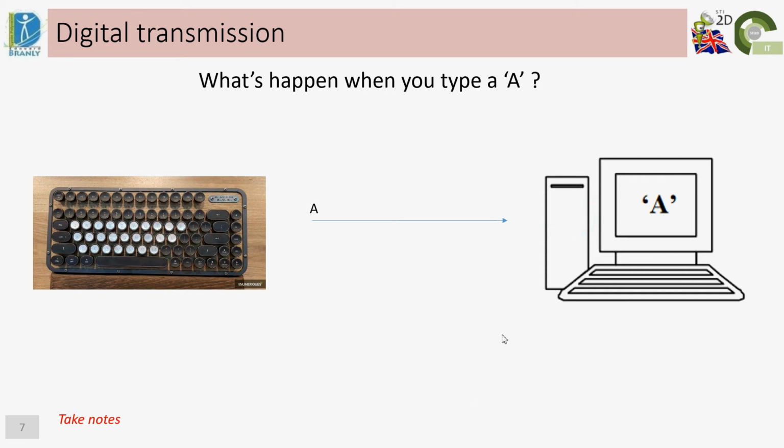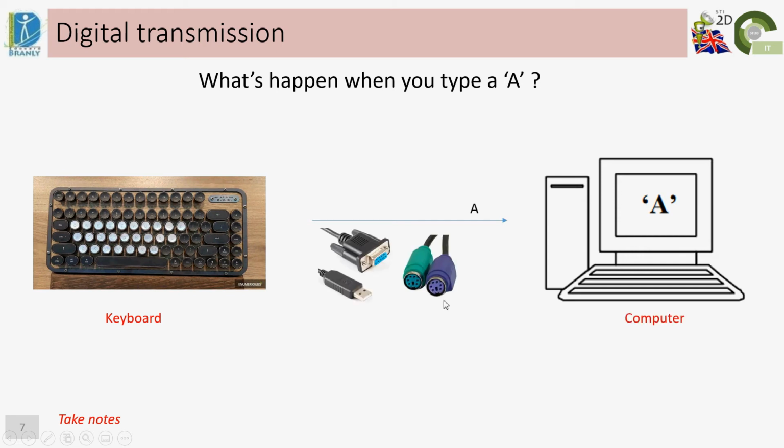Now let's talk about digital transmission. So what's happened when you tape A on your keyboard? Okay, the A goes from the keyboard to the computer. Okay, but in fact, it's not a real A letter that will be transmitted through the wires or cables. It's going to be electrical signal, and we're going to watch it a little bit more accurate. Or it can be also wireless if you use Bluetooth. Okay, so the electrical signal is a numerical signal.